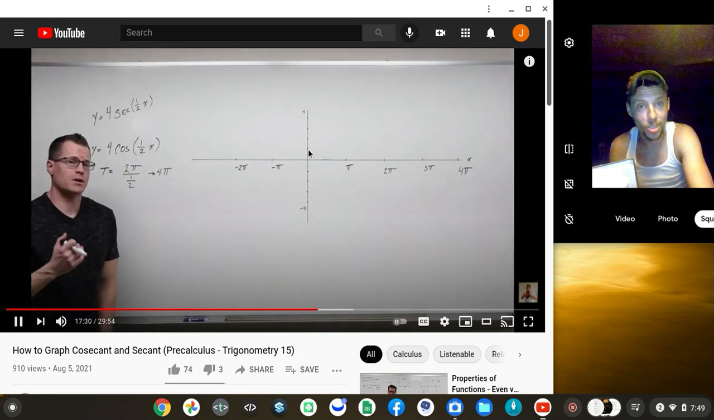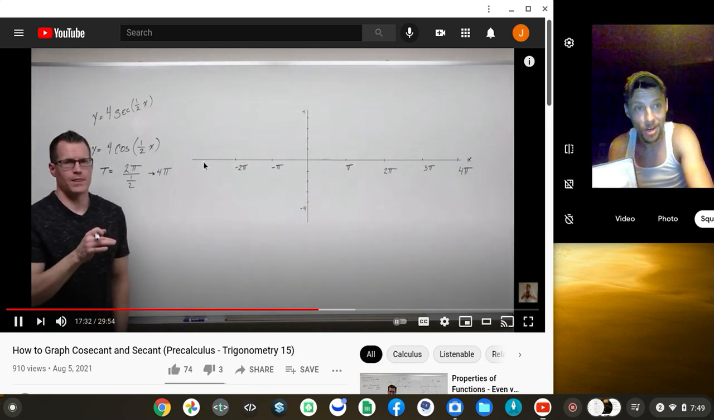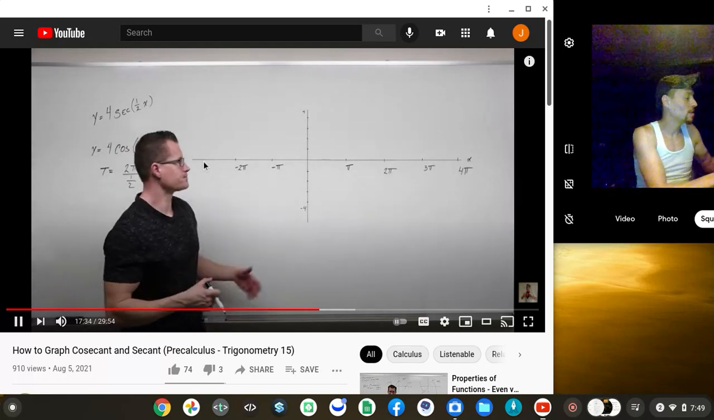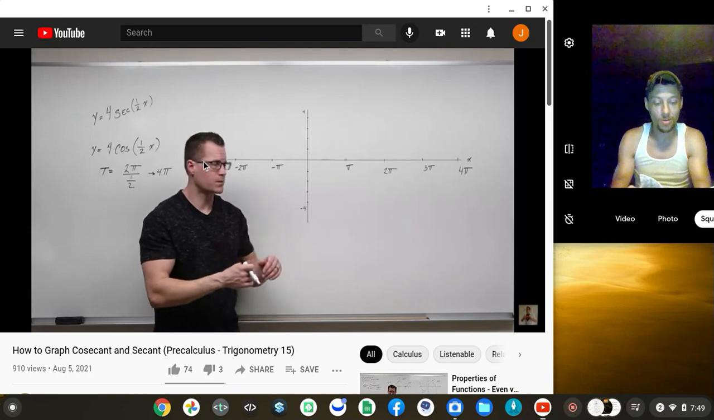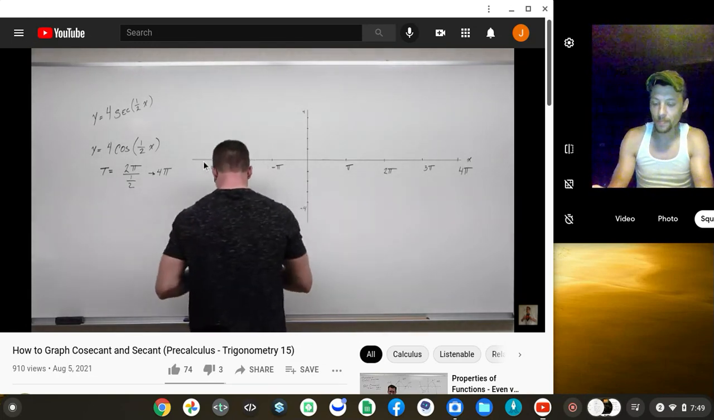Now we're going to have to deal with the key points. Remember that our key points for cosine are x-intercepts at the corners. This is still base to it because I had to build to it.